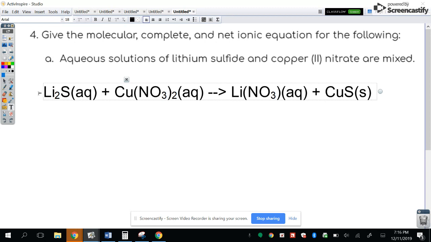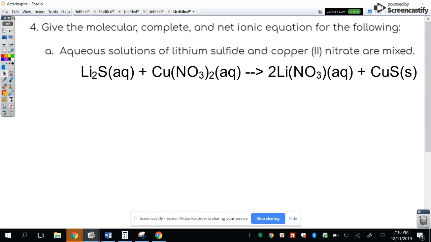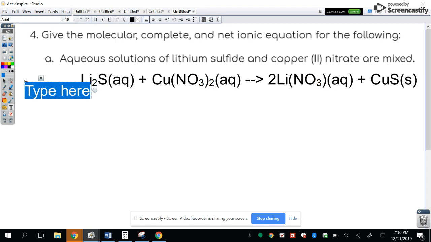Now I need to balance this equation, so I have 2 nitrate over here and only 1 here, so I'm going to put 2 in front of the lithium nitrate, and that also, so now I have 2 lithium, 1 sulfur, 1 sulfur, 1 copper, 2 nitrate, and 2 nitrate. So this is my balanced chemical equation, and this, because it shows it as a molecule, is called my molecular equation.